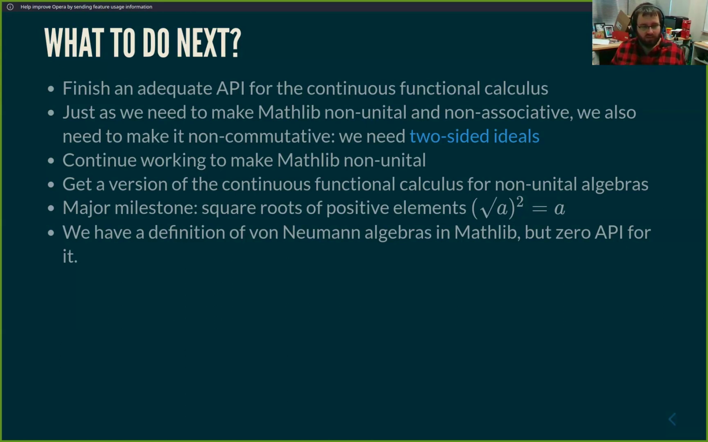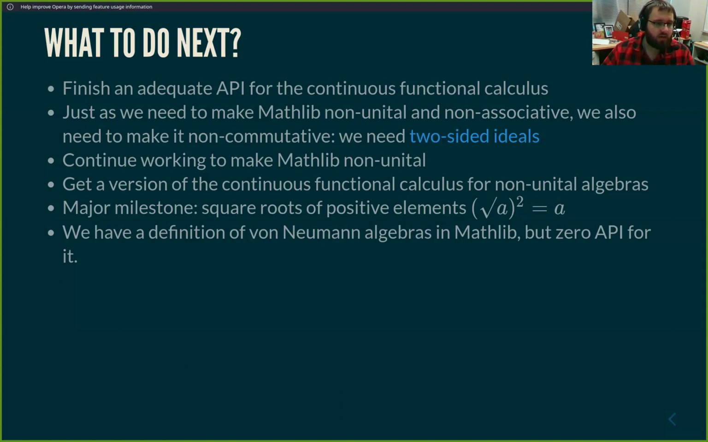We also need to deal with this issue of two-sided ideals, and this has been discussed on Zulip a number of times, but I actually provided a link here to a GitHub project that lists the items that we need to get done in order to make that happen. Because really, after the continuous functional calculus, two-sided ideals are the next big stumbling block to getting operator algebras off the ground in a really serious way.